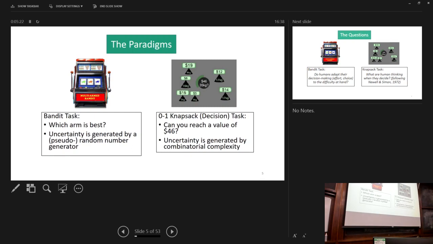Or you may not want to spend more than 20 seconds on it because you have to run for the bus or whatever. The question, there's uncertainty as a result. So the 0-1 abstract decision task is, can you reach a value of $46? And uncertainty here is generated by the combinatorial complexity. In terms of subsets, there are 1, 2, 3, 4, 5, 6 items. So there are 2 to the 6 possible subsets. You can list all of them and then just try all of them. That's actually a pretty good way of doing things. But when there are 10 items, 2 to the 10th.